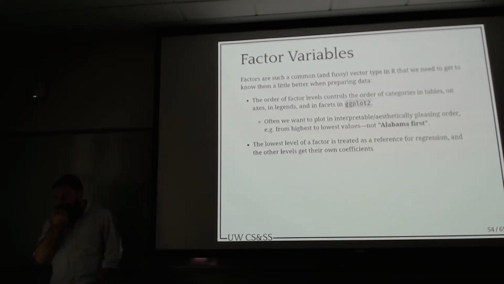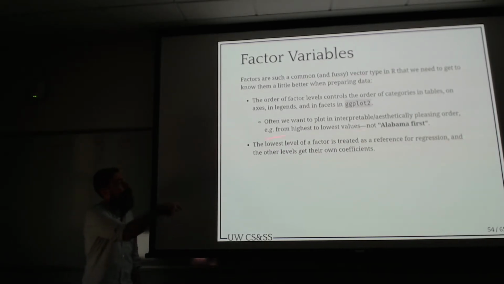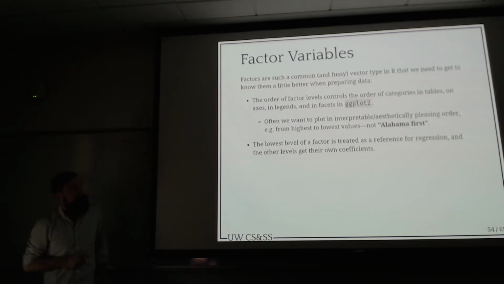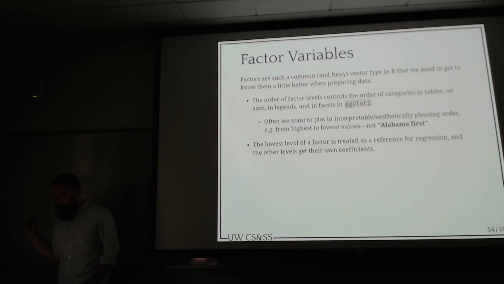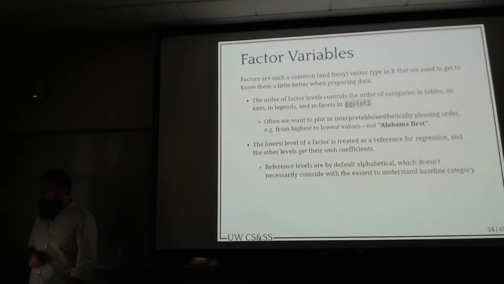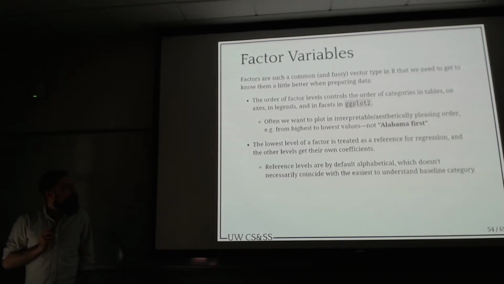Okay, so the lowest level of a factor is treated as a reference for regression models, and all other levels will get their own coefficients. Very often we want a reference level to be something completely different than the alphabetical one. To do that, we've got to mess with factor levels. By default it's alphabetical. Normally we don't want that, or often don't want that.